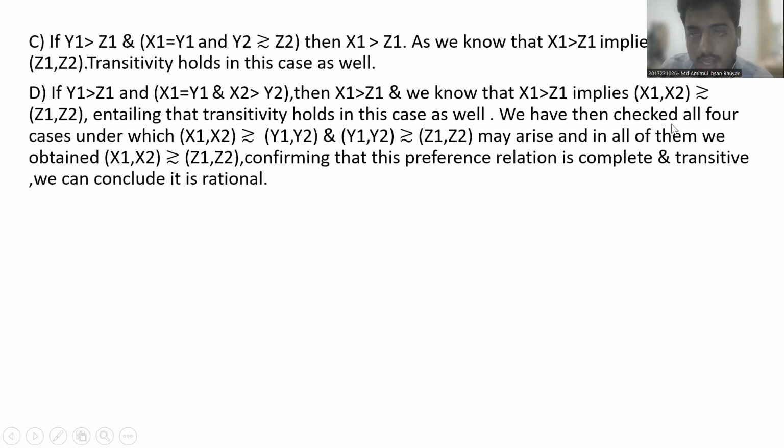We have then checked all four cases under which (x1, x2) is greater than or indifferent to (y1, y2) and (y1, y2) is greater than or indifferent to (z1, z2). By confirming this, the preference relation is complete and transitive. We can conclude it is rational. That's all. Thank you.